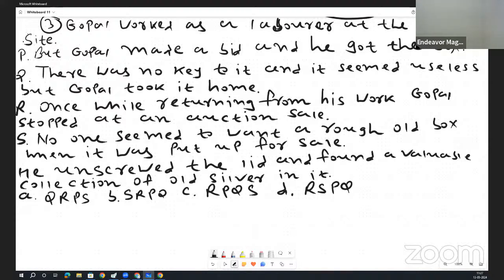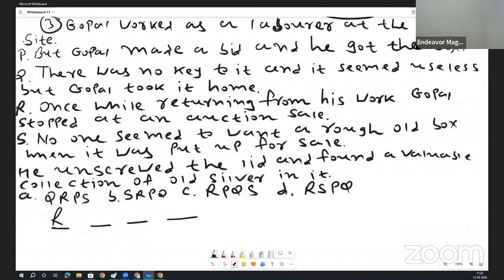Now, let's put all the statements in a correct order and make a logical paragraph. Gopal worked as a laborer at the building site. Now, what should be the next statement, students? P: But Gopal made a bid and he got the box? No. Q: There was no key to it and it seemed useless, but Gopal took it home? No. R: Once while returning from his work, Gopal stopped at an auction sale. So R could be the beginning statement, students. The first sentence, I would say.